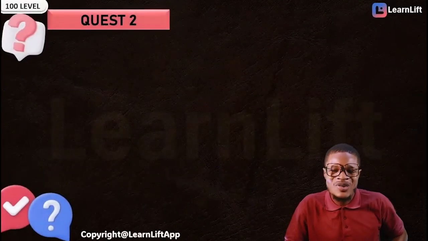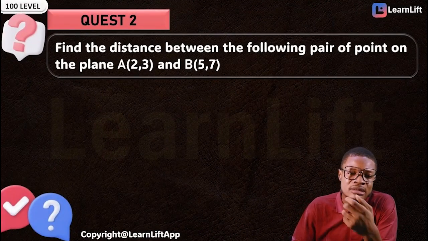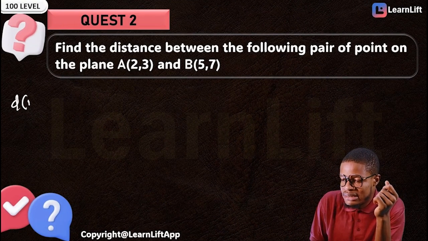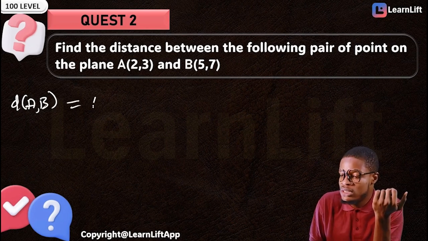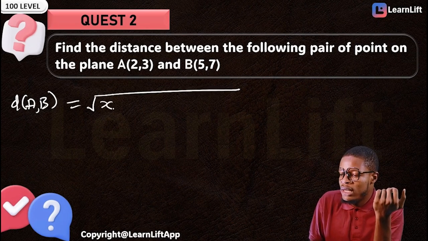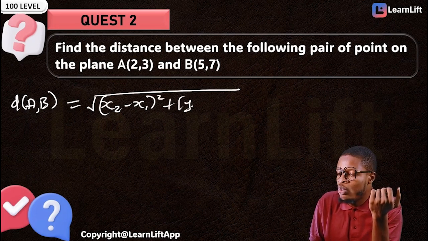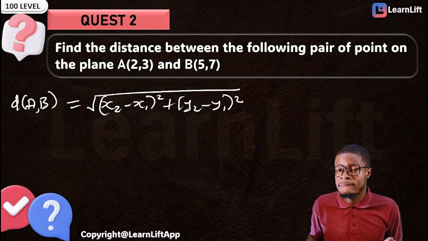Look at the second question, question 2. Question 2 says find the distance between the following pairs. And then they gave A and B. Now follow me. What is distance AB? If they give A and B, you use this as AB. What is it going to give you? The same formula. Square root of your what? X2 minus X1 all square plus your Y2 minus your Y1 all square. This is what we're going to have there, right?